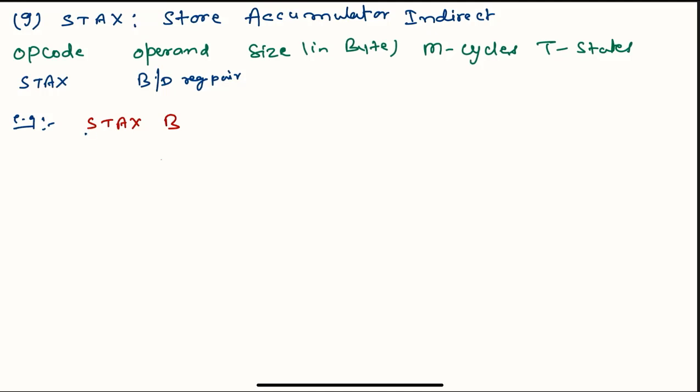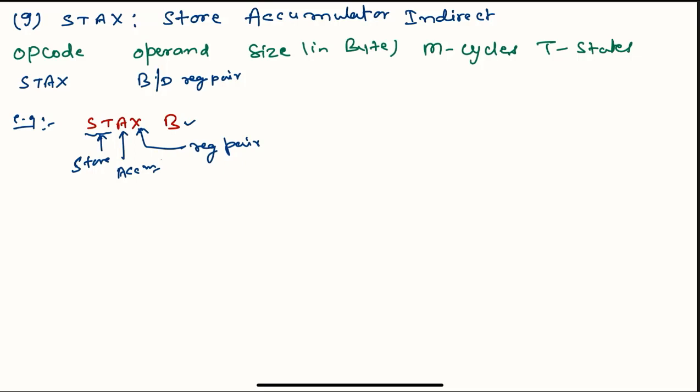So what is the function of this STAX B? This ST means store, this A means accumulator, and this X means register pair. Which register pair? As B has been mentioned, the B register pair. So store the content of the accumulator through the register pair, which in this instruction means the BC register pair. Whatever is the content of this BC register pair will work as the memory address of that memory organization where the content of the accumulator has to be stored.